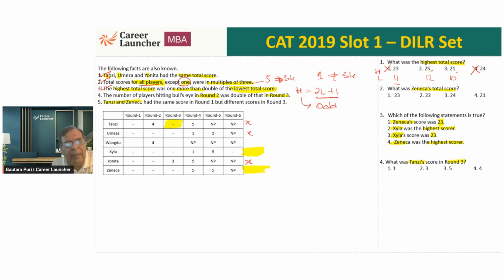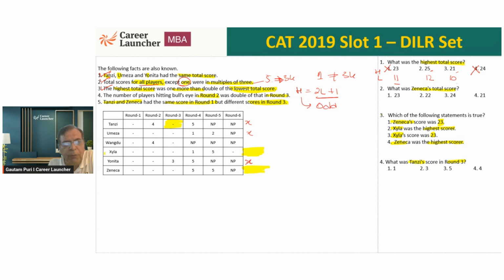Statement 5, Tanzi and Zeneca had same scores in round 1 but different scores in round 3. When will this be needed? Because statement 4 and 5, both of them will be required when I have to eliminate cases. So I'll look at these two later. Okay. So far, this is what I know.